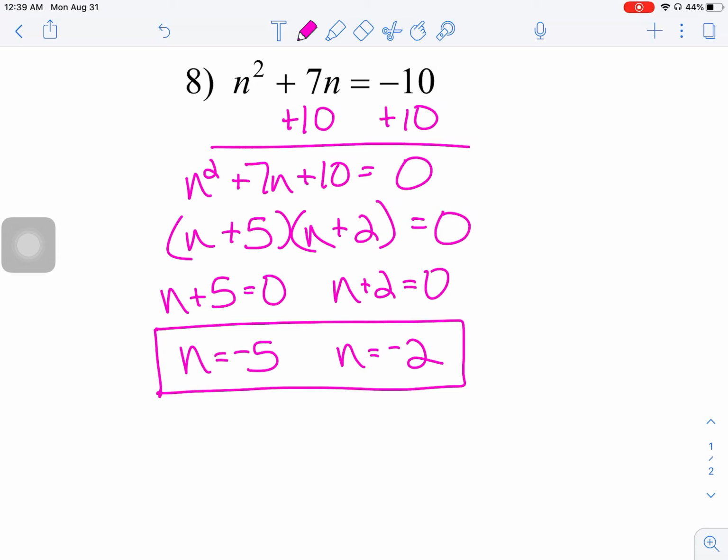All right, so things you need to make sure you have. You have to make sure your equation's equal to 0. You have to make sure that the left side in this case is factored. Once it's factored, set each factor equal to 0 and solve those little equations.